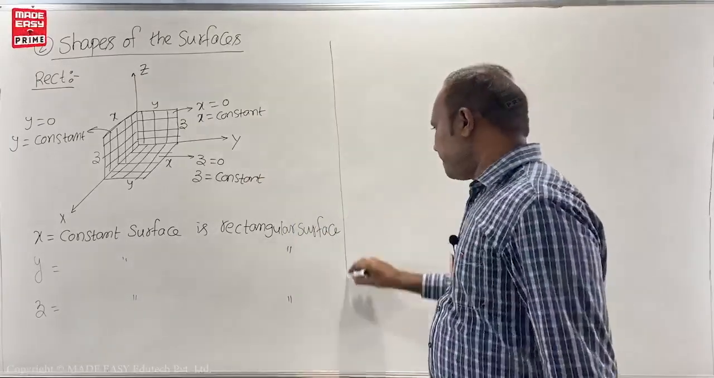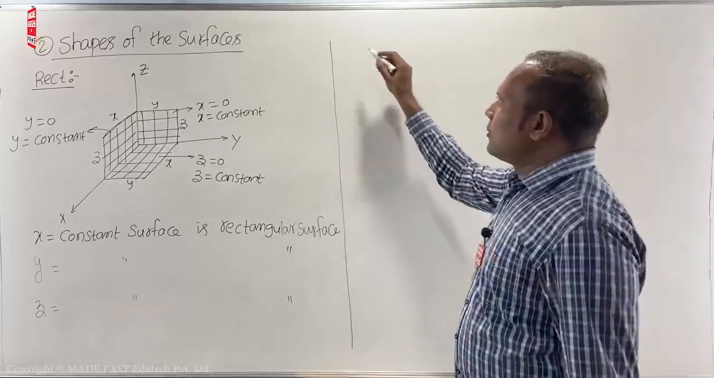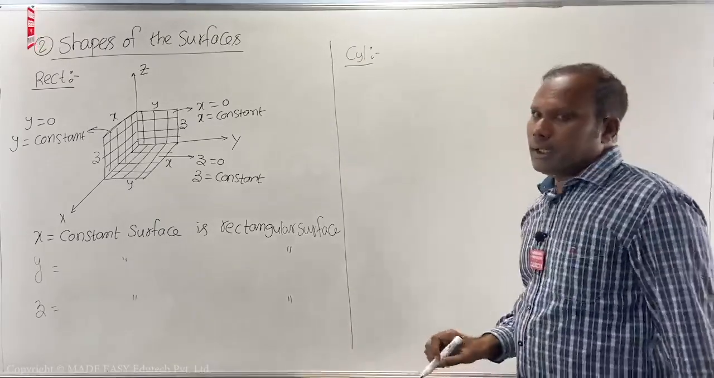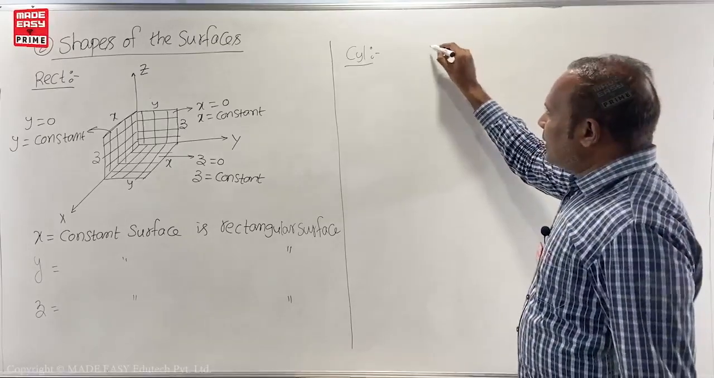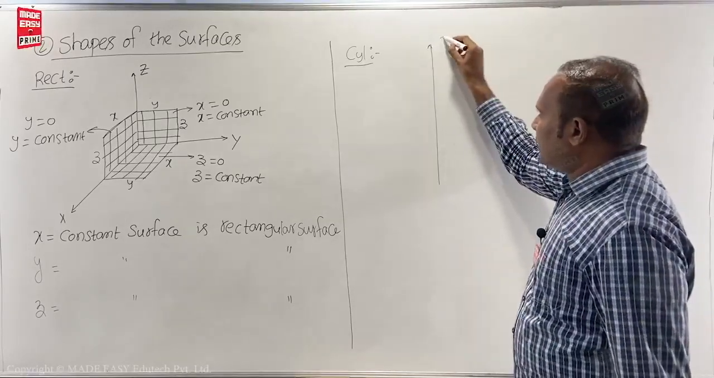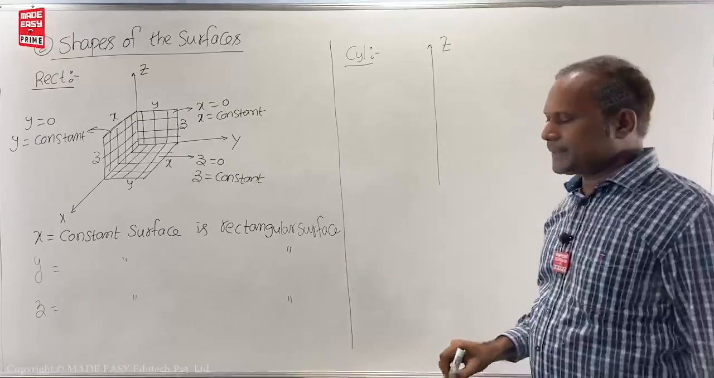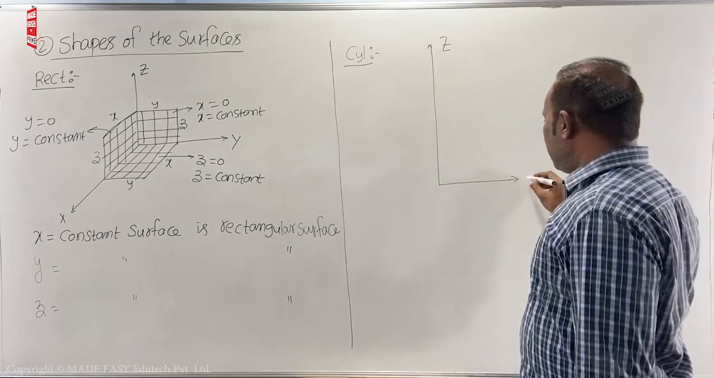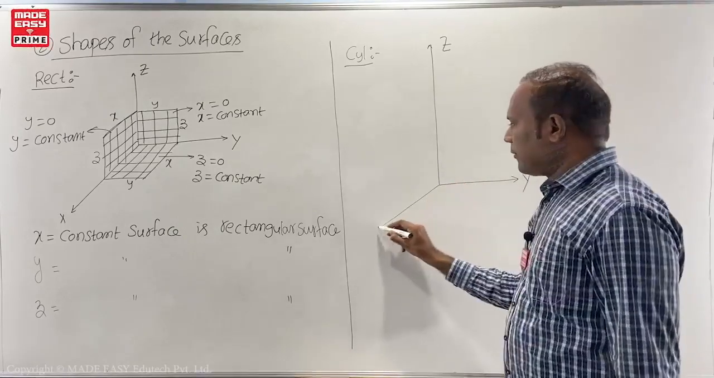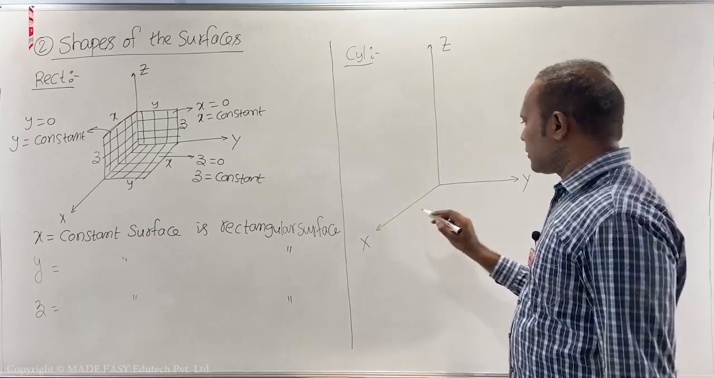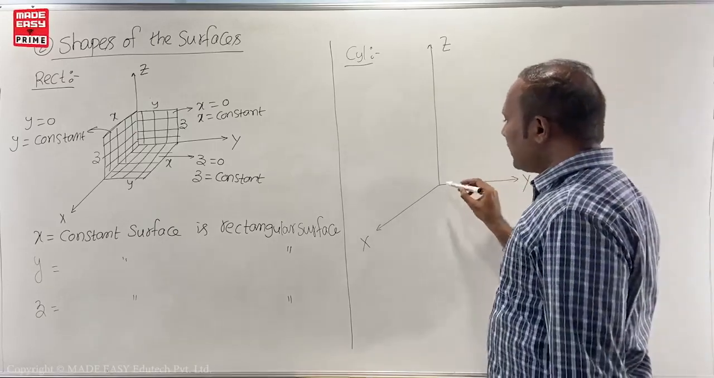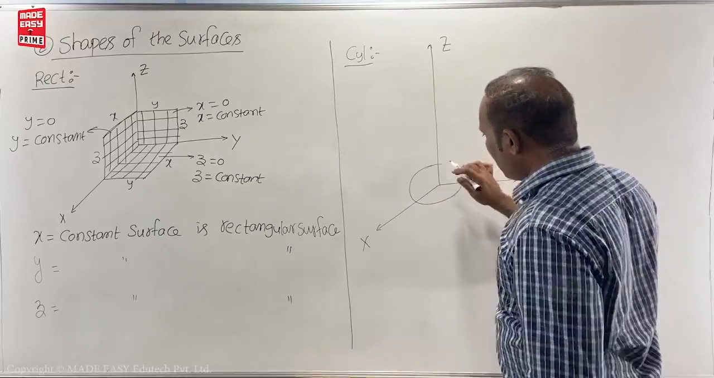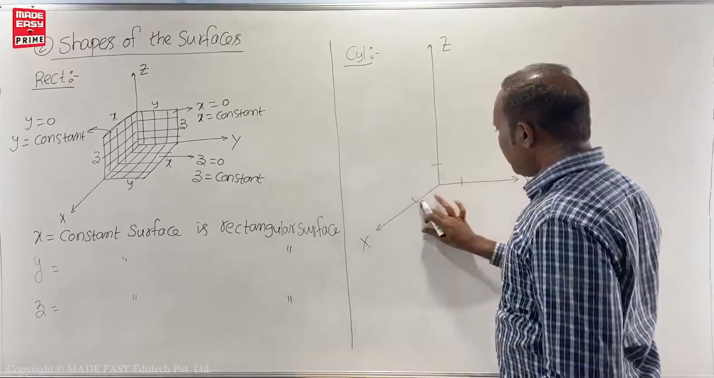Right, dear students. Now let us go to the cylindrical coordinate system. Here first I will take a z axis like this. I will take z axis. Now if I take this as a y axis and if I take this as a x axis, so x, y, z axis, let me draw a cylinder here. So here I am drawing a cylinder actually.